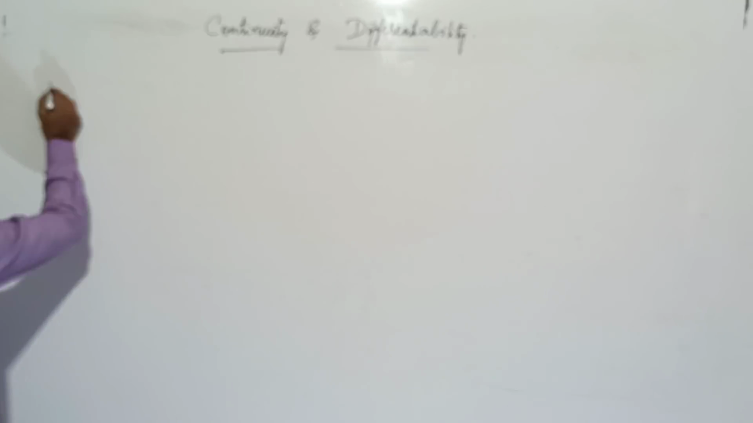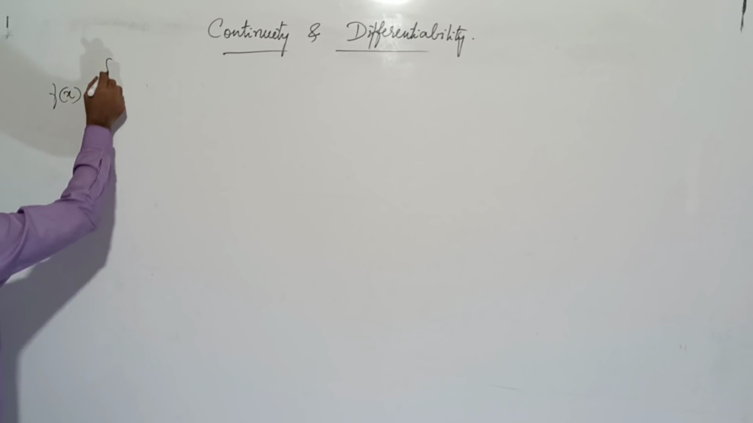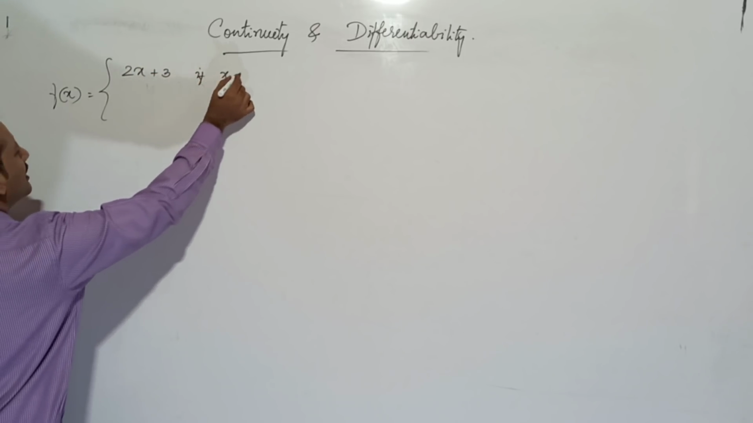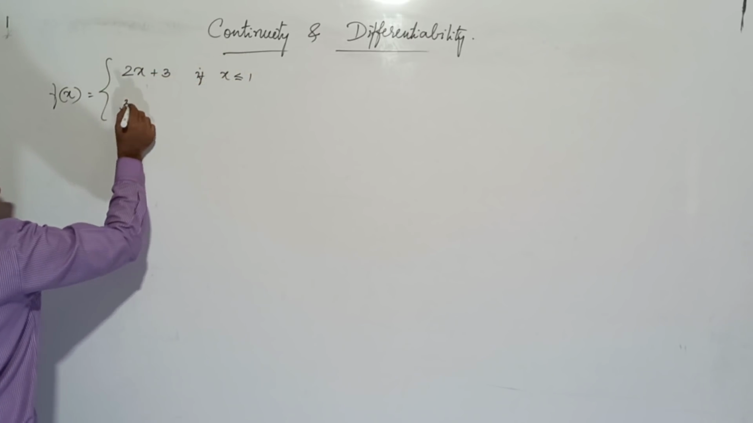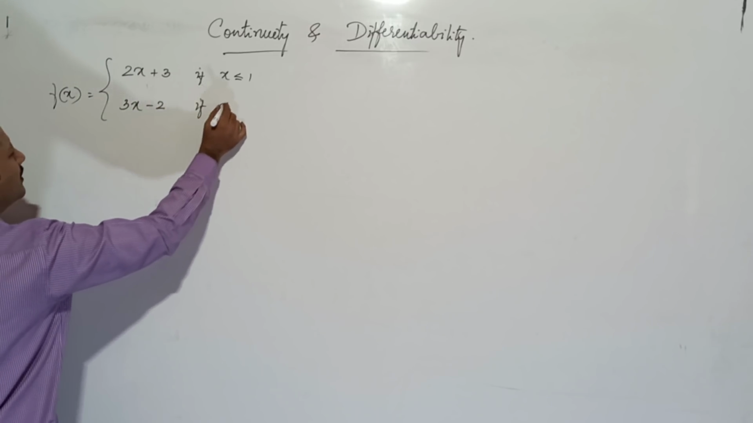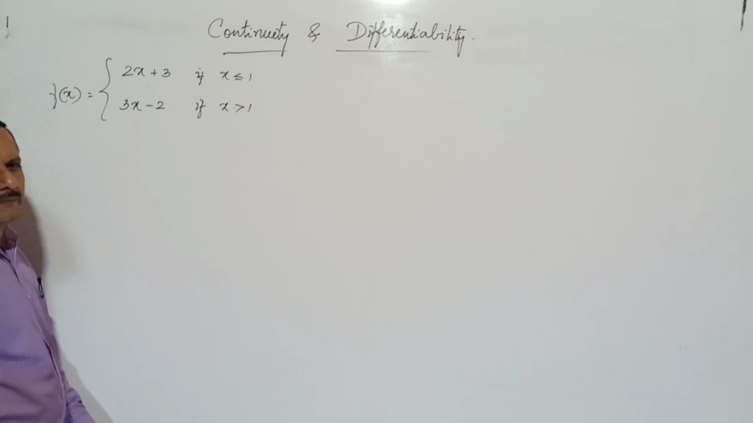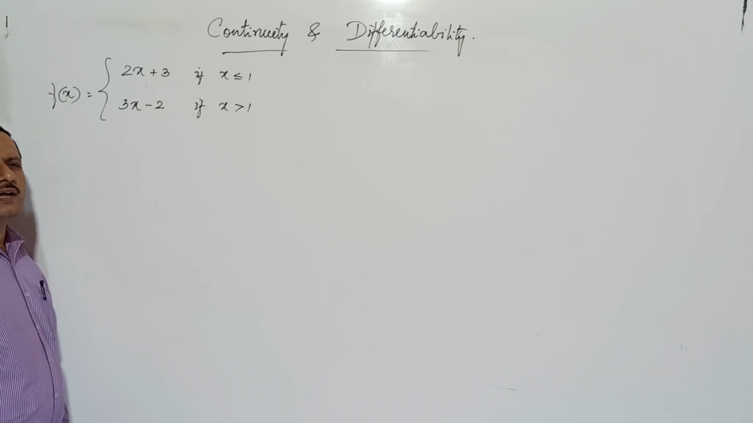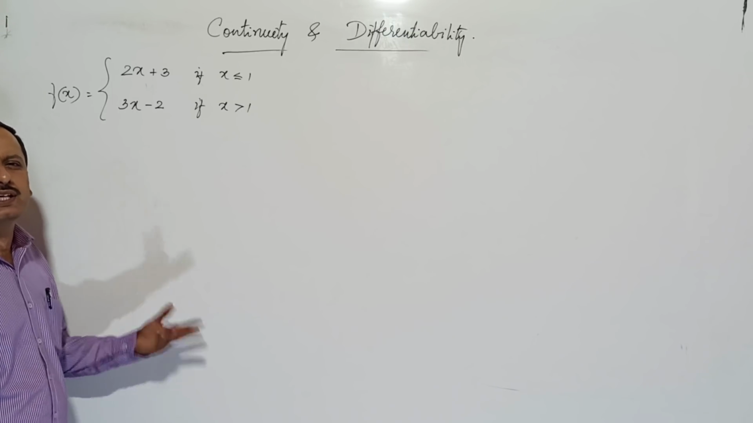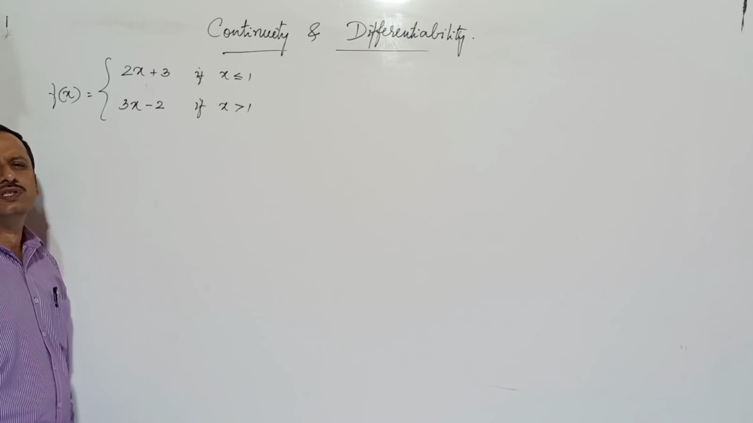Let f of x equal 2x plus 3 if x is less than or equal to 1, and 3x minus 2 if x is greater than 1. I want to know what happens to this function at x equal to 1, whether this function is continuous or not at x equal to 1, that we need to check.